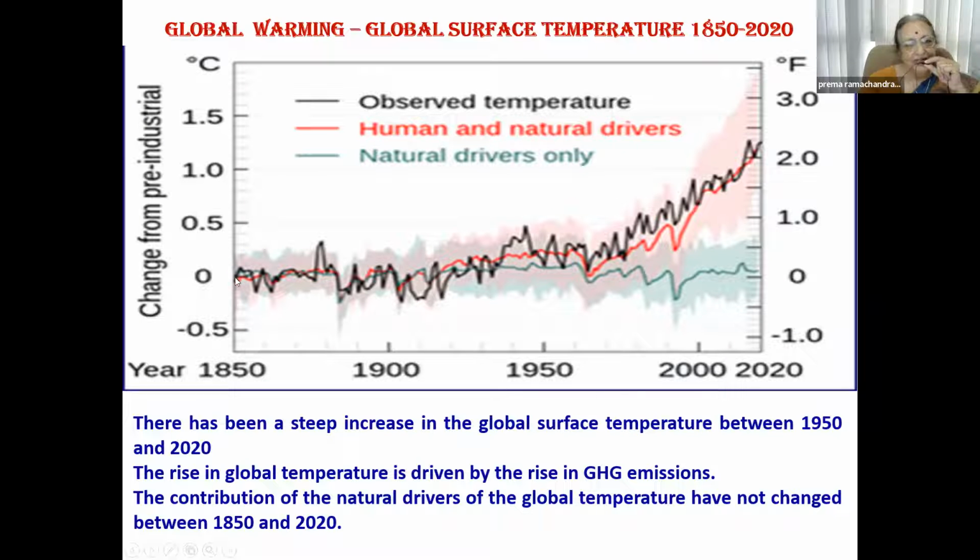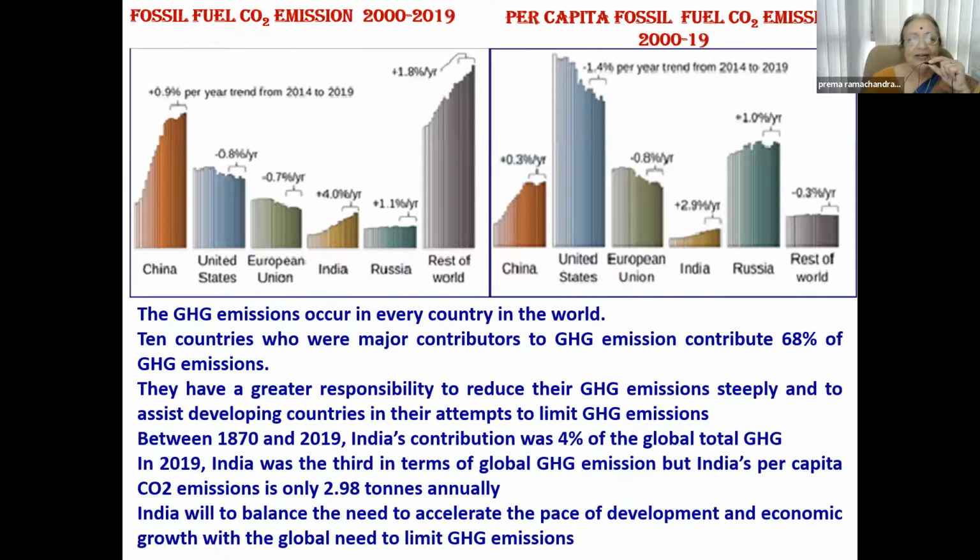It remained essentially stationary between 1850 and 1950, and thereafter, over the last 70 years, there has been a steep increase. The increase from natural drivers has remained stationary. The increase from human drivers has galloped. The most important cause of rise in global temperature is fossil fuel conversion into carbon dioxide and carbon dioxide emission.